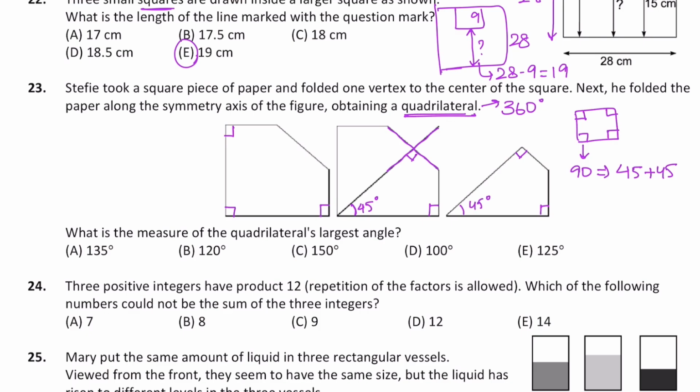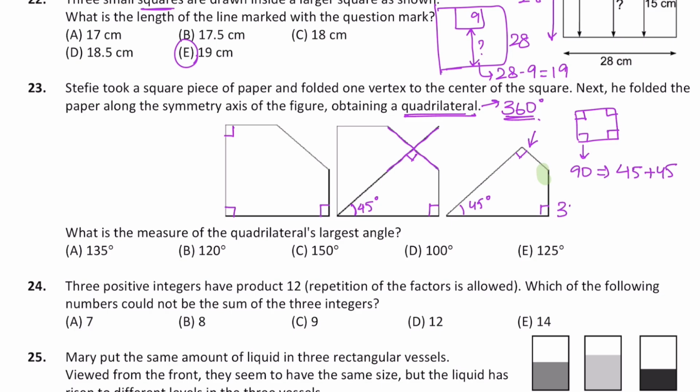We just don't know what this angle will be. If you know what obtuse angles are, they are greater than 90 degrees but smaller than 180 degrees, and that is what this green angle looks like. It looks like an obtuse angle. So what I'll do is, I know that all the angles in this quadrilateral should be equal to 360 degrees.